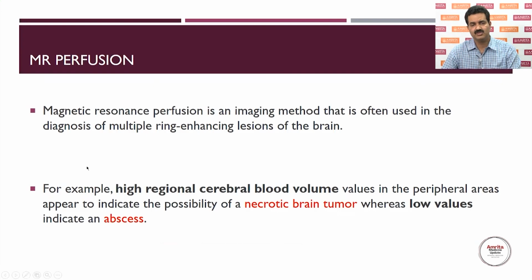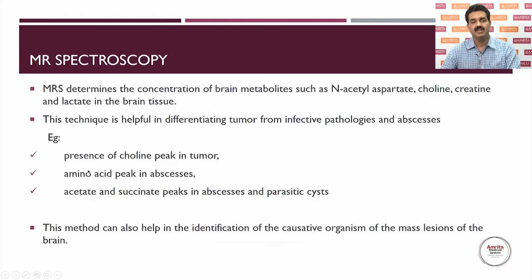As you know, with perfusion, the secondaries, the metastatic lesions, and primary gliomas will have more perfusion. So that will help us to identify. Spectroscopy will show a choline peak in the tumor, an amino acid peak in the abscesses, lactate and succinate peaks in the parasitic cyst, and a lipid peak in the tuberculoma. So these different types of peaks in the spectroscopy will help us to identify the type of lesion.